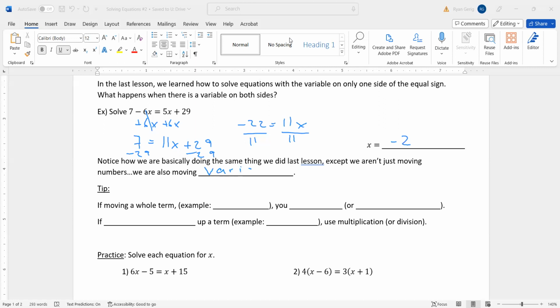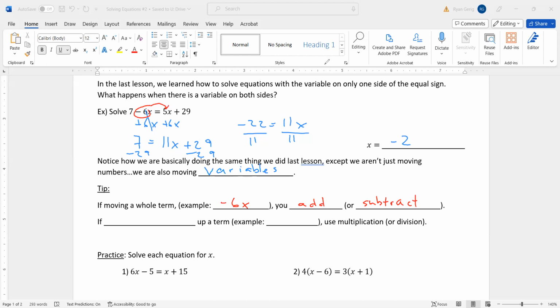Now there's a tip that I'm going to give you here. And I'm going to refer back to some things that we just did in this problem. If we're moving a whole term, so for example, the negative 6x, so we move that whole thing to the other side of the equal sign, to do that, we either add, in this case we added because it was a negative 6x, or subtract, and we do that if it's a positive 6x. So if we're moving the whole thing, we're not splitting up the negative 6 from the x. We're not separating negative 6 and x yet. We're moving that whole thing to the other side. When you're moving the whole thing, you want to add or subtract.